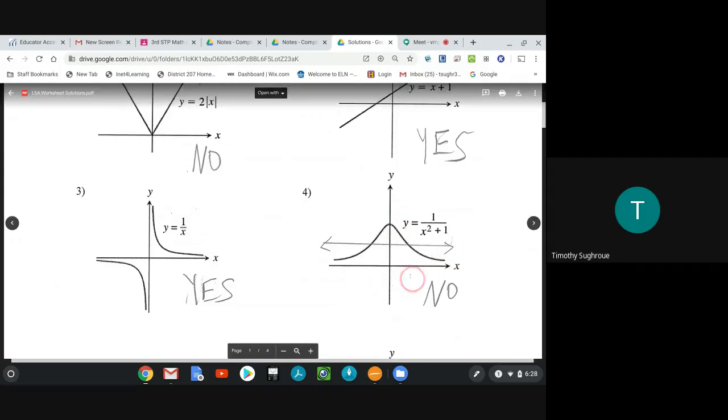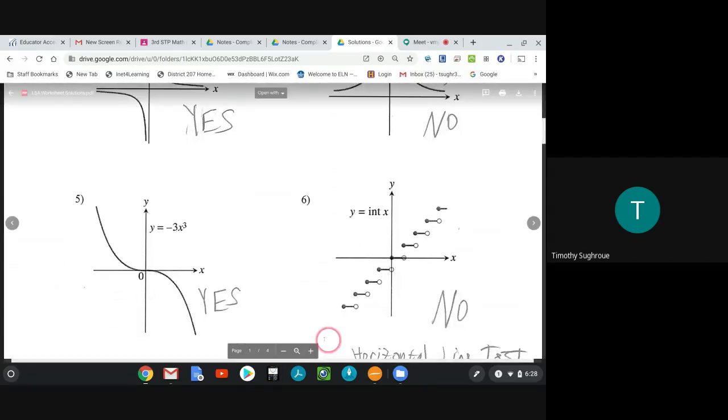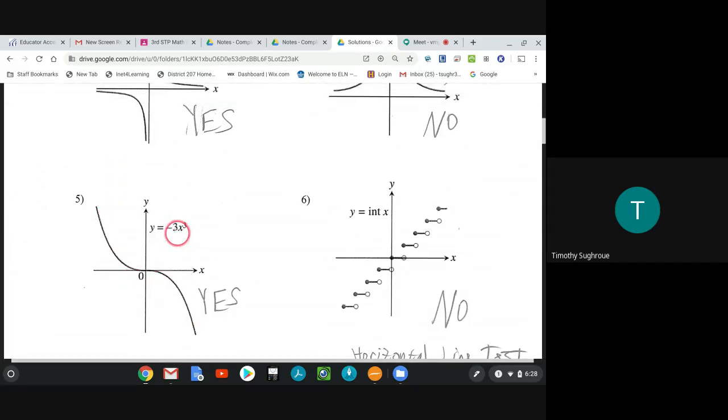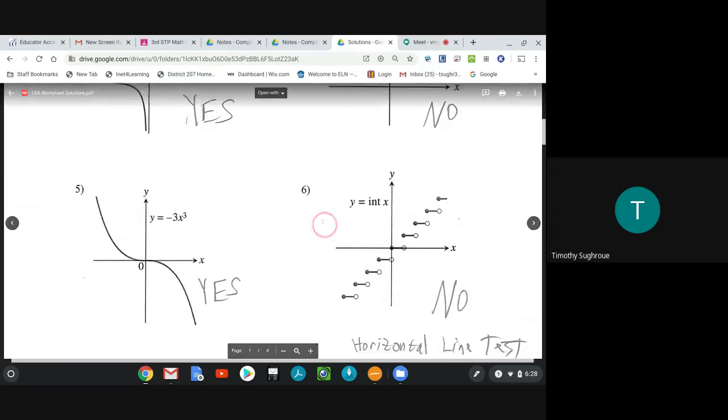Okay. What about 5? 5 is an always decreasing function. Therefore, we can find the inverse. We could switch x and y and resolve for y. We would get a cube root function. But 6 does not have an inverse function.